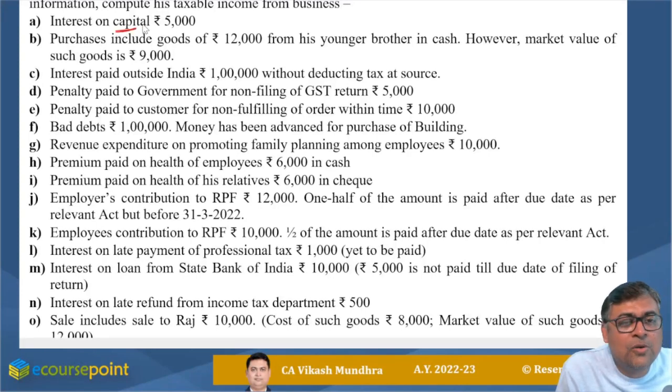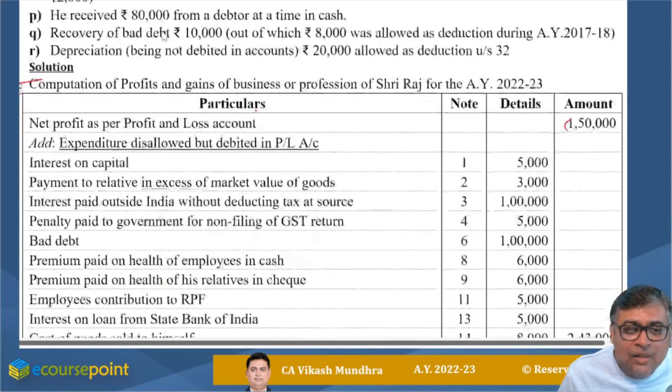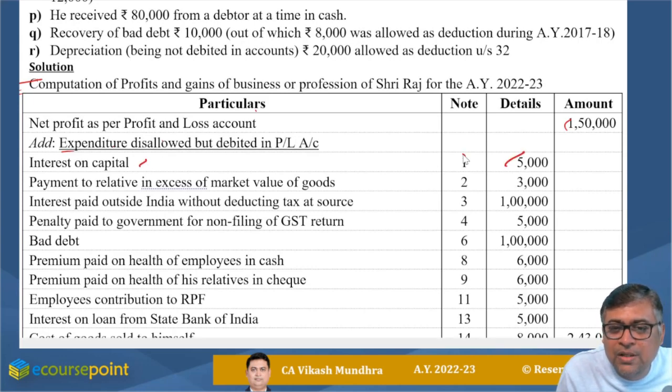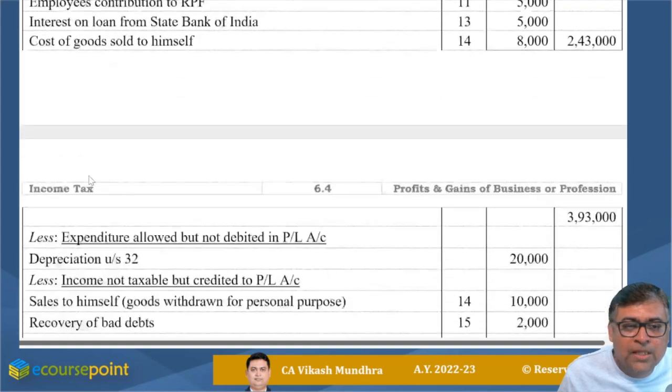Interest on capital paid to proprietor should be disallowed because no one earns from himself. So this rupees 5,000 should be added back. So I'm going to add first heading, expenditure disallowed but debited in PL account, interest on capital 5,000 with suitable remark. The remark is number 1.